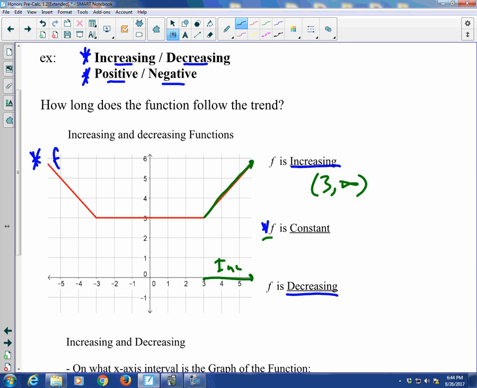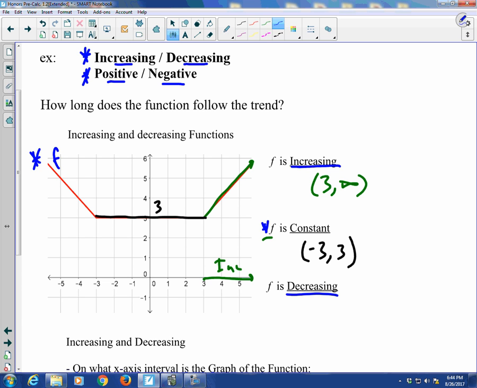We would say that the x values that make our function constant are going to be the x values from negative 3 to positive 3. And we're seeing our function have the constant value of 3 on that interval. So right here, where's our function constant? On the x-axis interval from negative 3 to positive 3.